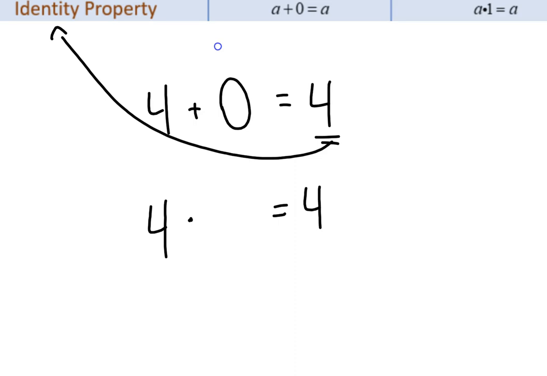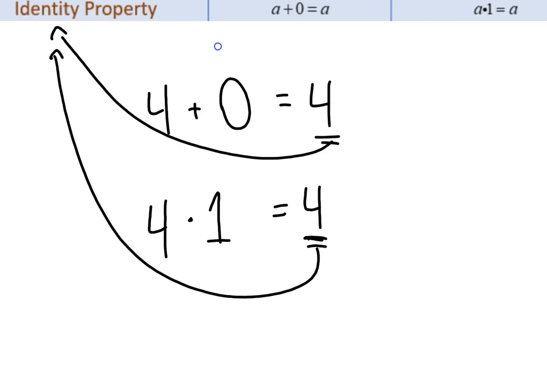With multiplication, if you took some number times something, how can you retain its identity? How can you keep it the same number? Through multiplication, you need to multiply it by the number 1. That gives you 4 again, retaining its identity. So that is all the identity property is. How can you keep a number the same through the means of addition or multiplication?